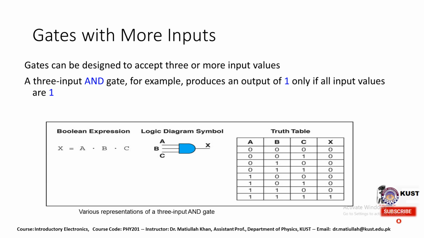This is the 3 input AND gate, for example, that produces an output of 1 only if all the input values are 1. So we have the truth table, logic diagram symbol, and Boolean expression for the AND gate that has 3 inputs. All the possibilities are provided in the truth table. Here you can see 0 0 0 gives 0, and then 0 0 1 is equal to 0, and all are equal to 0 except when all the values are 1. So that is something about the gates with more than 2 inputs.